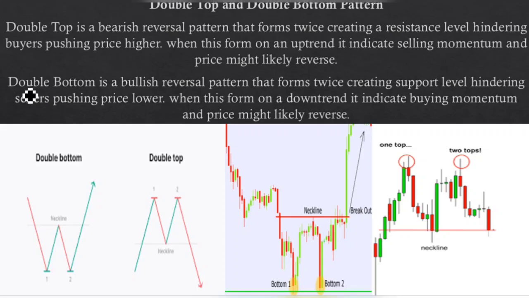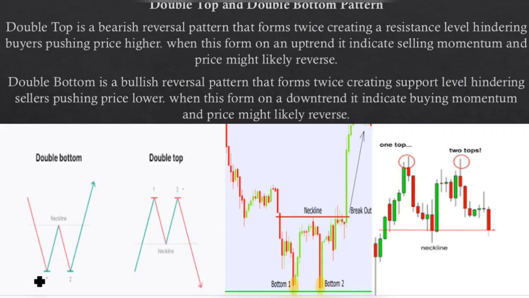And for the double bottom, we have a bullish reversal pattern that forms twice, creating a support level, hindering sellers from pushing price lower. When this forms on a downtrend, it indicates buying momentum and price might likely reverse. Now this is a scenario of a double bottom. A double bottom is a reversal pattern for a downtrend, and a double top is a reversal pattern for an uptrend. This is simply what it is.